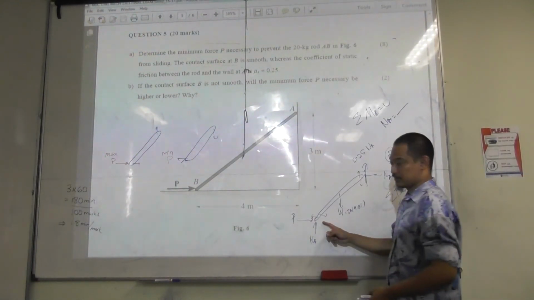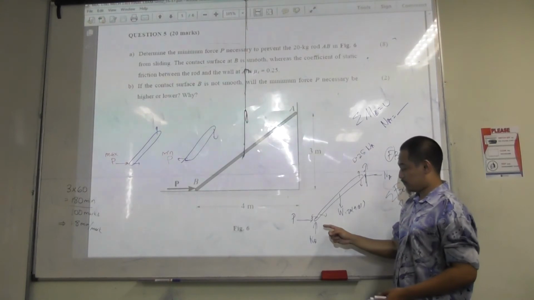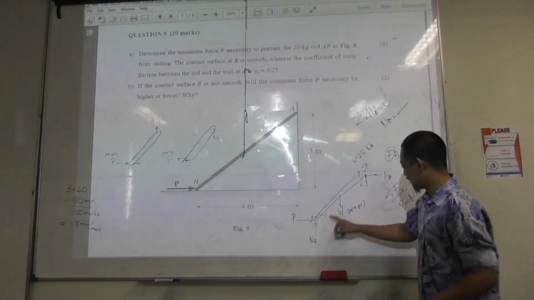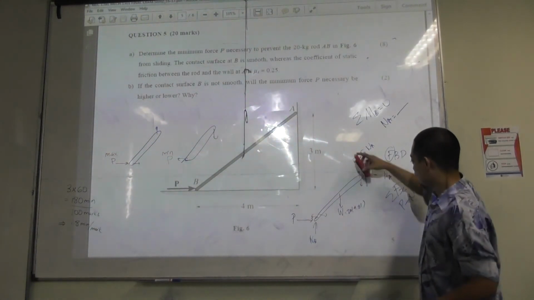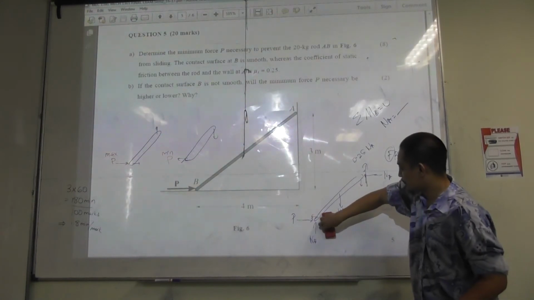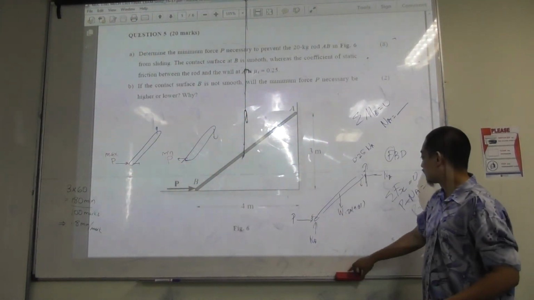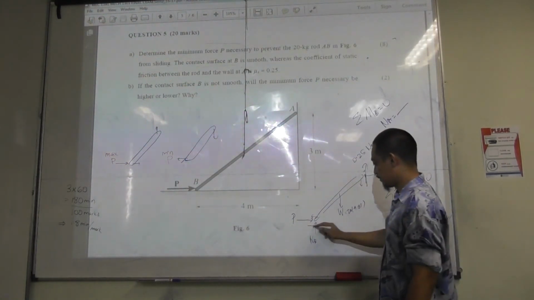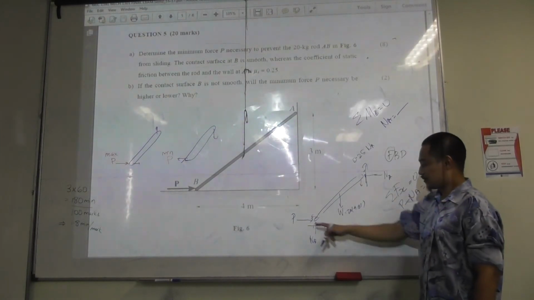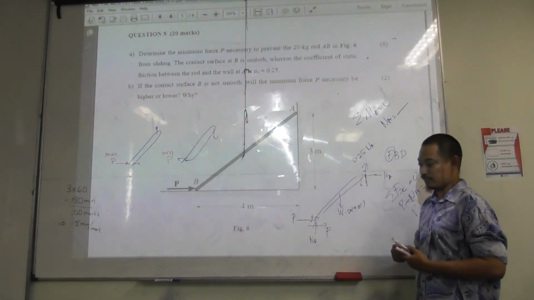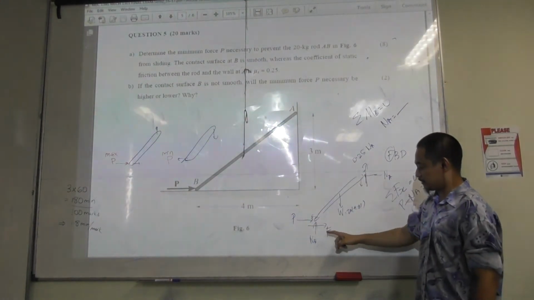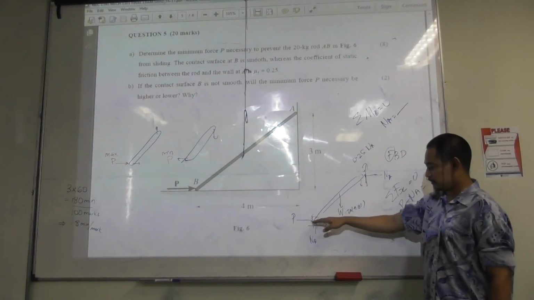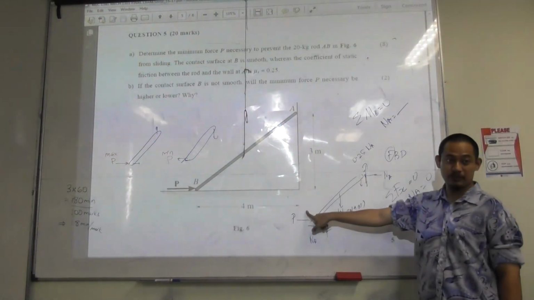Okay, friction will be in which direction? To the left. What's the movement here? Is it the red one or the black one? The red one, right? So if this is the movement, then friction will be to the right. If friction is here, will the P needed be higher or lower? Lower, because to counter this from sliding down, you have friction plus this one. Before, only this one, right? So with friction, some of the counter is from friction, so P will be lower.